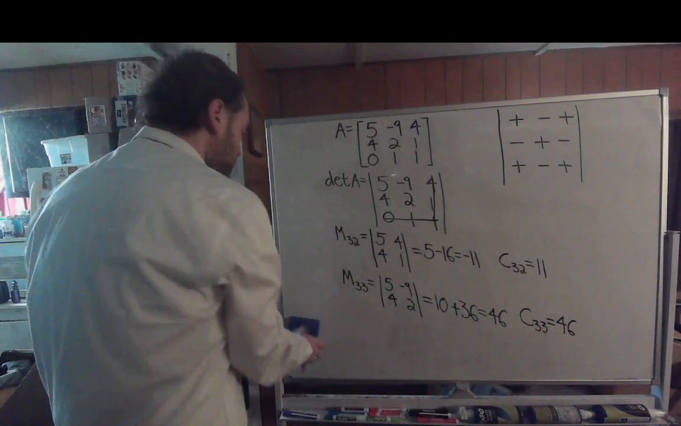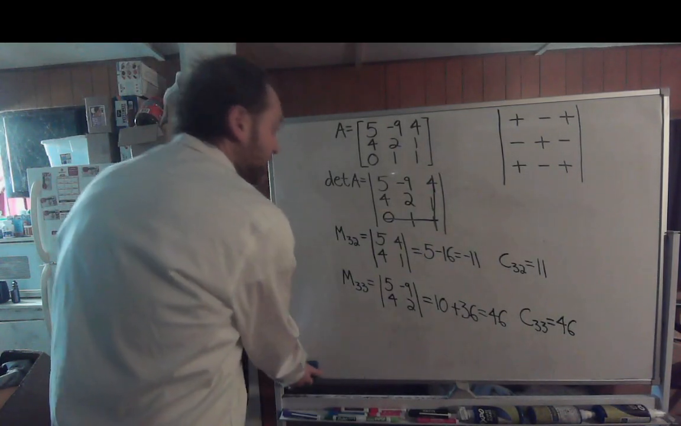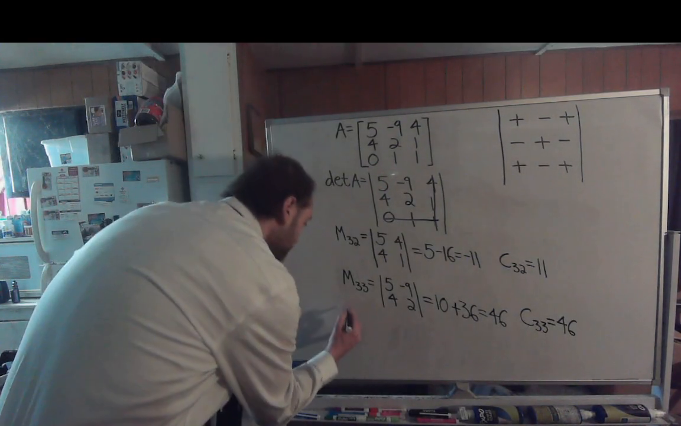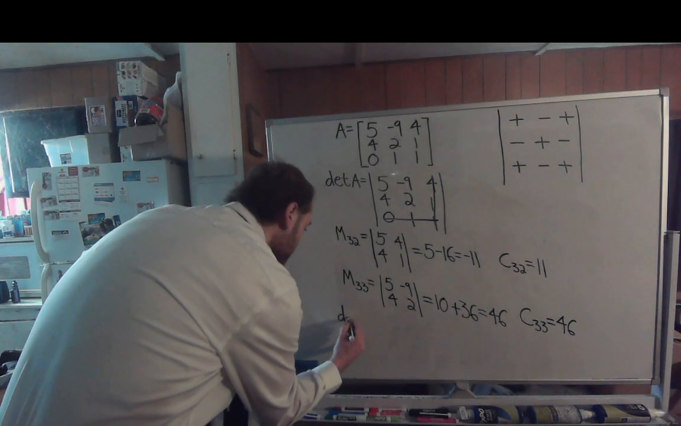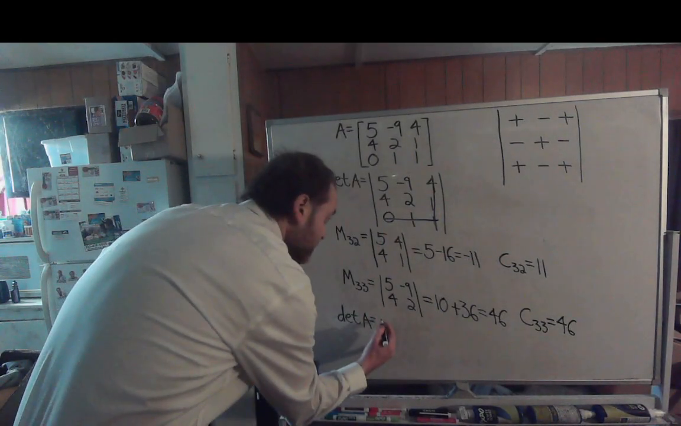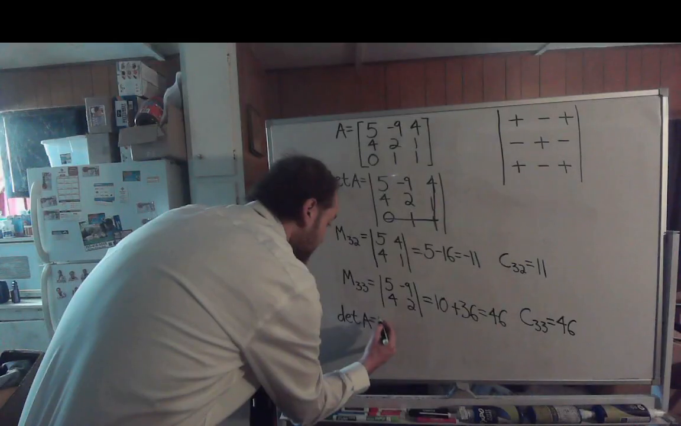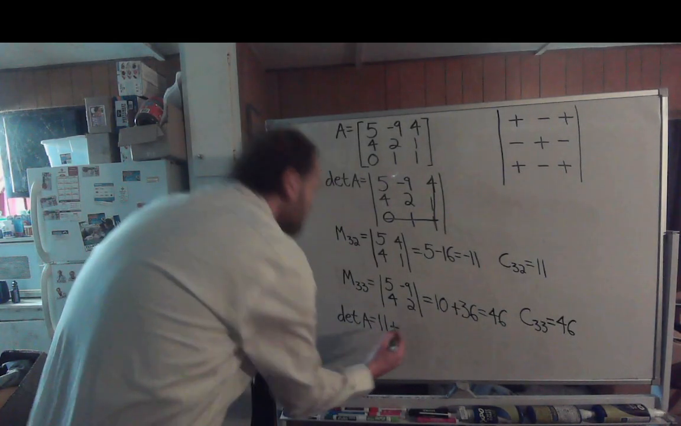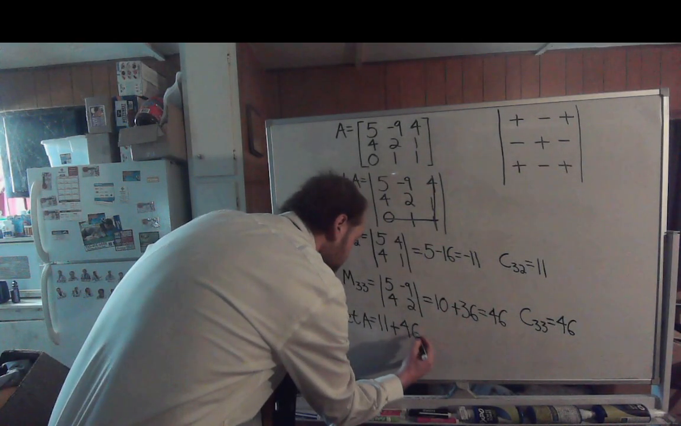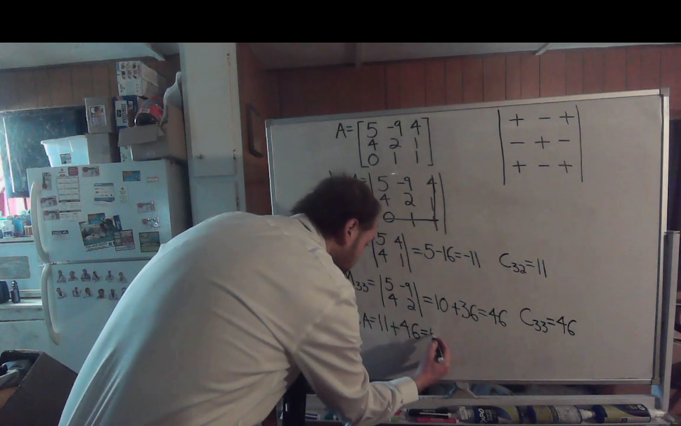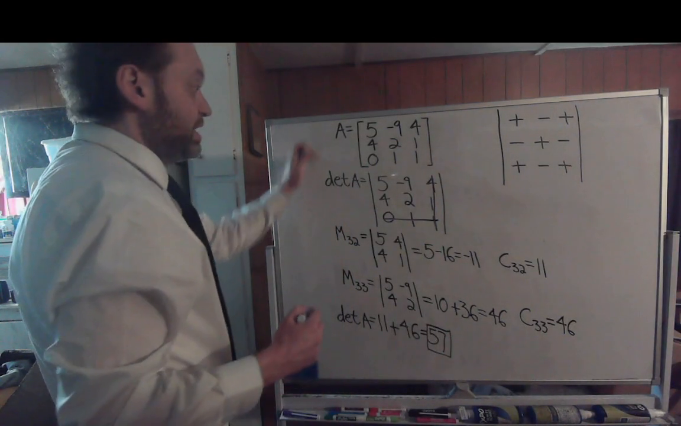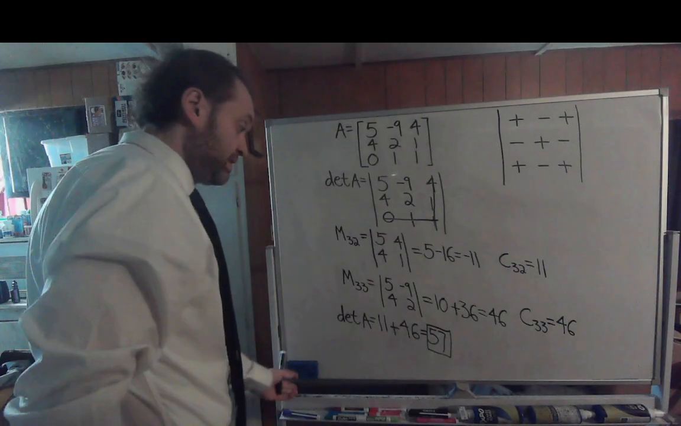So now this is where it gets a lot easier. I'll just take that coefficient of 1. So the determinant of A would equal that coefficient of 1, which is just simply going to be 1 times my cofactor of 3, 2 of 11, plus 1 times my cofactor of 3, 3, which is 46, which would give me a determinant of 57. So the determinant for this matrix would end up being 57.